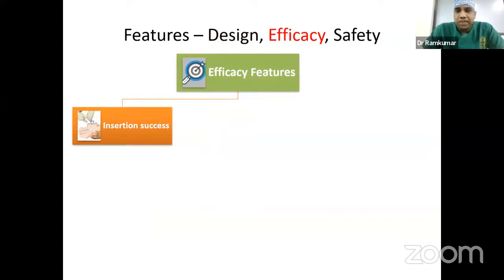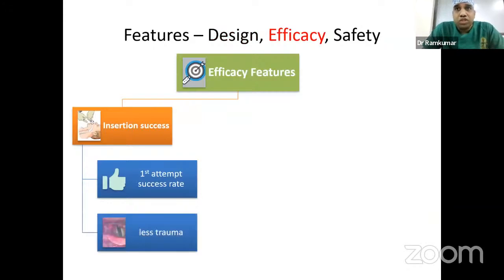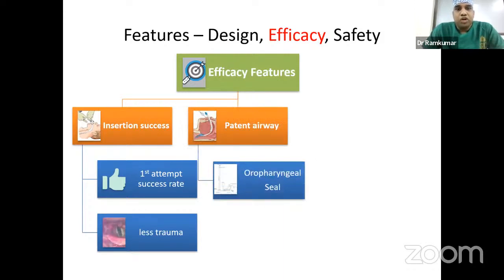This efficacy is assessed based upon the insertion success rate, and the main part is the first attempt success rate. If you are planning to do a thesis or a study on a supraglottic device, another important parameter is to assess the success rate at the first attempt. A device which has a success rate of more than 90% has a very good success rate. At the same time, it should not cause any trauma. So less trauma is also very important with the device and should be considered. And next important thing is the patency, how the airway patency is maintained, and the ventilation parameters.